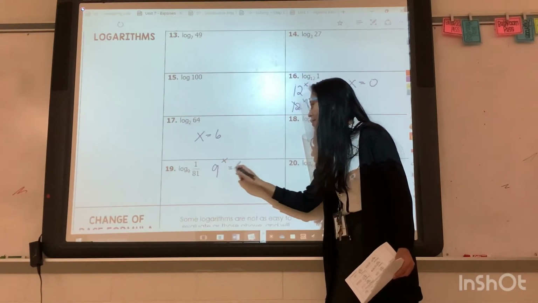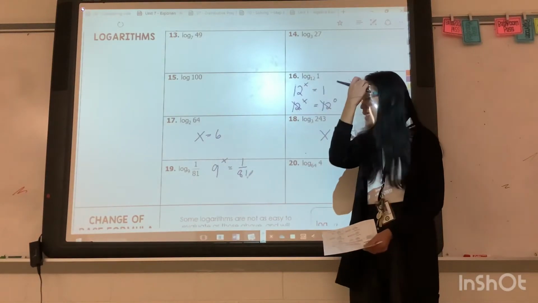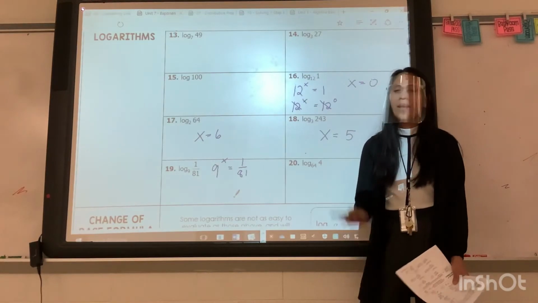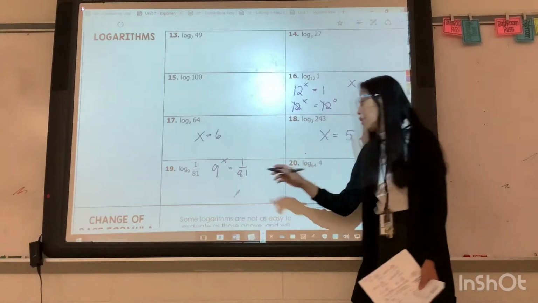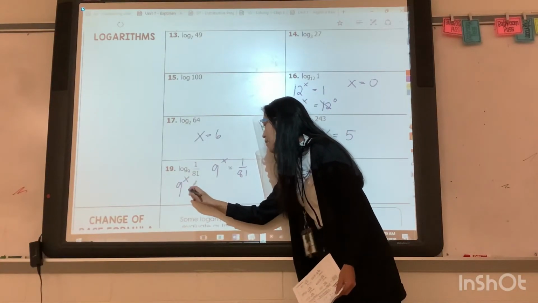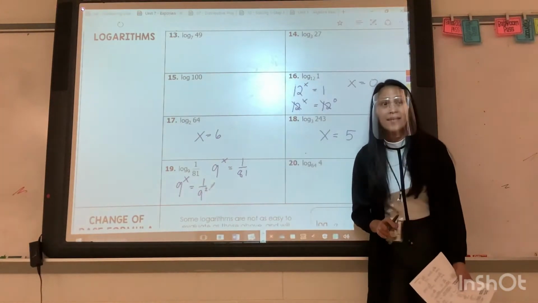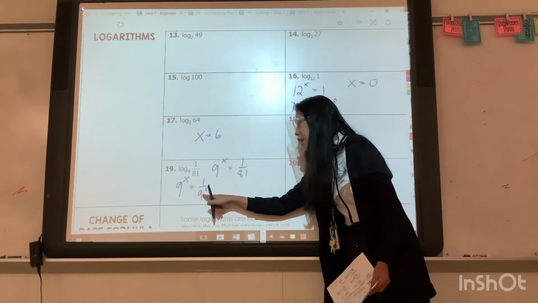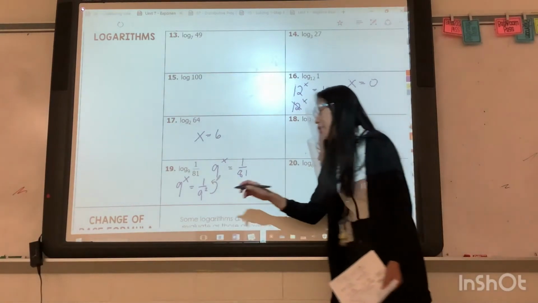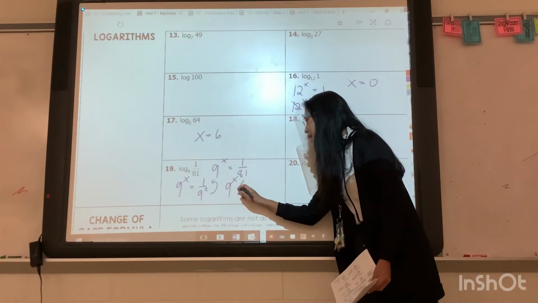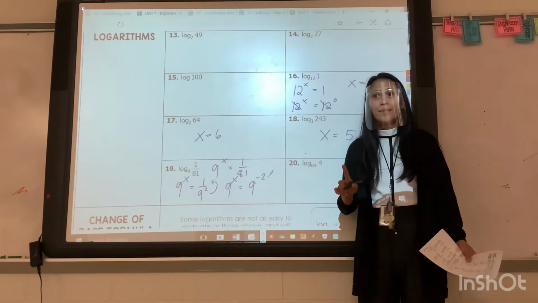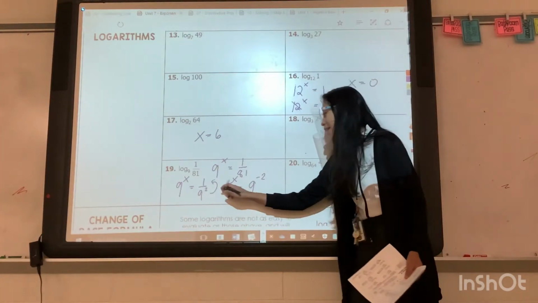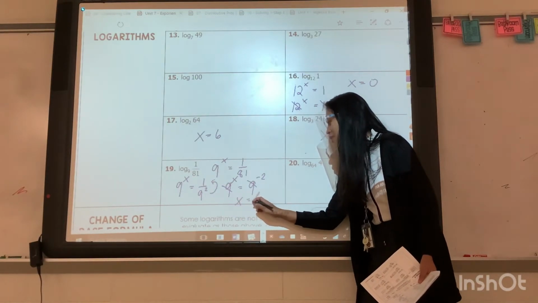9 raised to x equals 1 over 81. Okay, if it's like this, we have to make a way to make them the same base. What are the factors of 81 to have 9 as your base? 9 squared. So this is going to be, okay, I'm going to show it to you. 9 raised to x is equal to 1 over 9 squared, right? But they're not yet the same. So what we're going to do, we put it up, just the same as the previous lesson. If you put it up, what's going to happen with the exponent? It will turn out to be a negative. So you have 9 raised to x is equal to 9 raised to negative 2. Are we okay? So can we cancel our base now? Yes. So what's the value of your x? Negative 2. That's it.